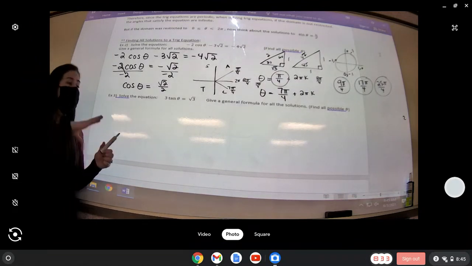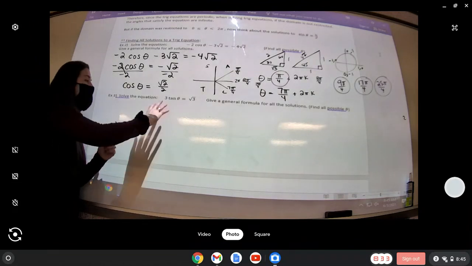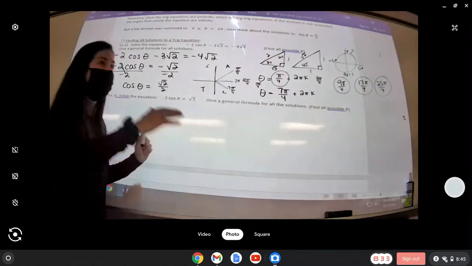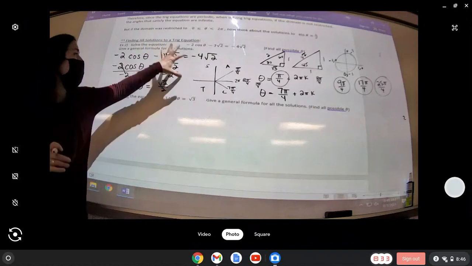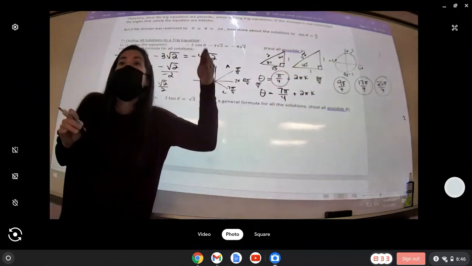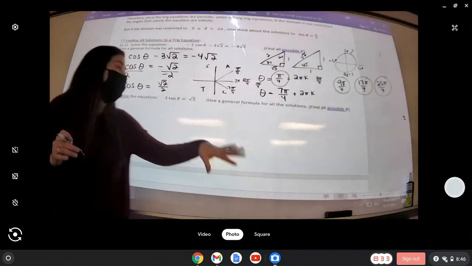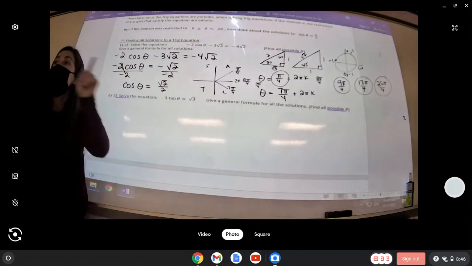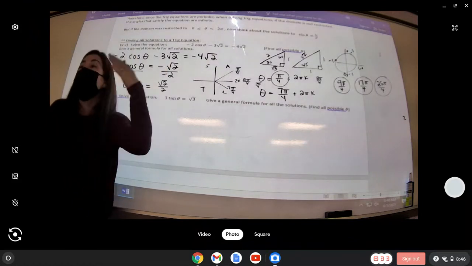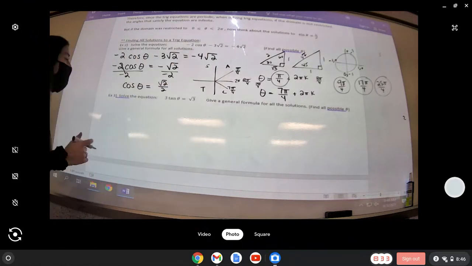So here's another equation where they have not restricted the domain. They want you to give a general formula for all the solutions, find all possible theta. Well, guys, remember, sine and cosine have a period of 2 pi. So you'd have to add 2 pi onto your answers to create more answers. Tangent has a different period. It has a period of pi. So you only have to add pi radians on. It actually repeats faster.